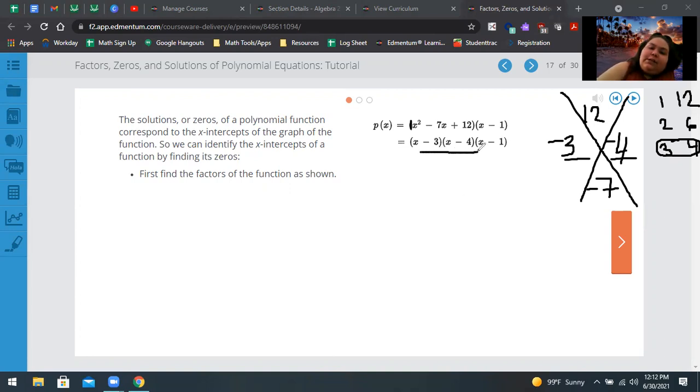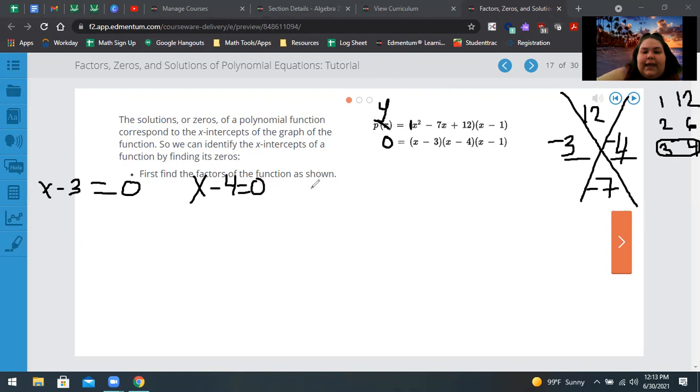x minus 3, x minus 4, x minus 1. So to find the solutions, remember, we can separate each factor. x minus 3 is equal to 0. Right here, it's not equal to 0, but we say okay, because we're looking for our x-intercepts, remember, P of x is another way of saying y. To find x-intercepts, you set y equal to 0. So you separate each factor and you solve for x independently and you get that x.